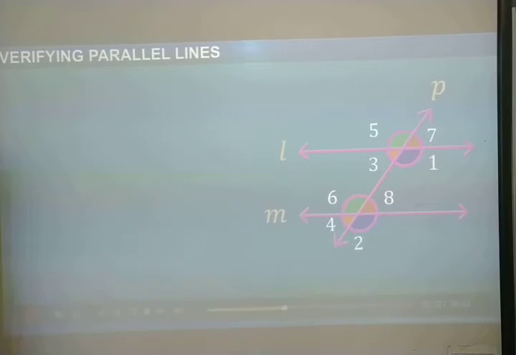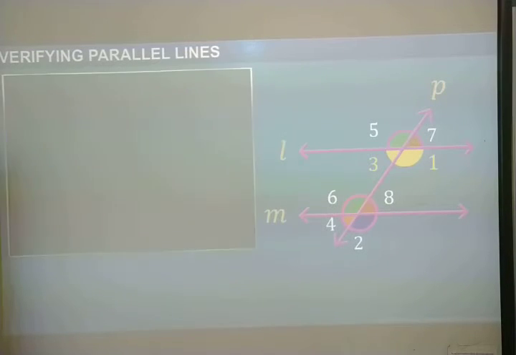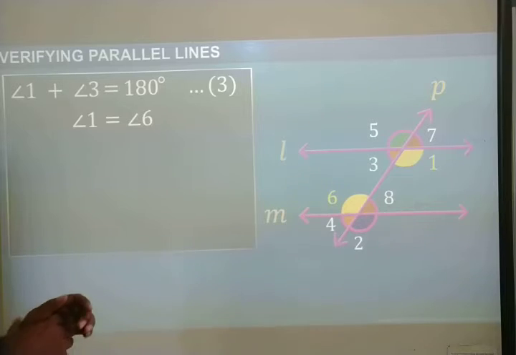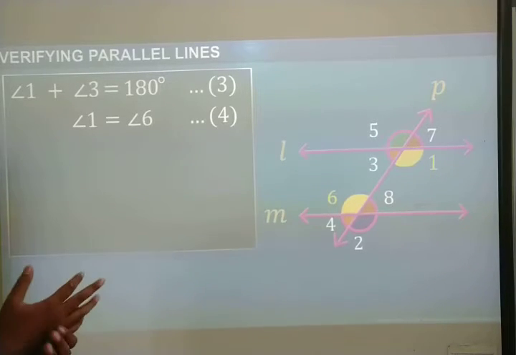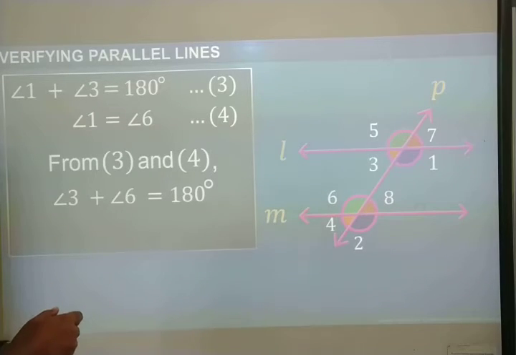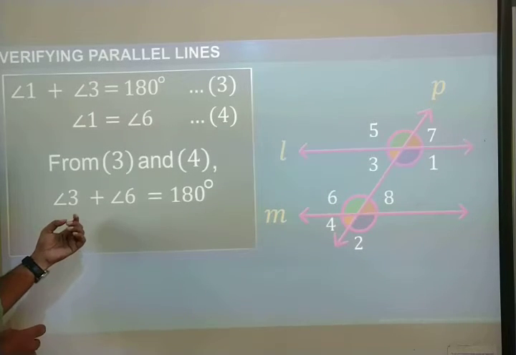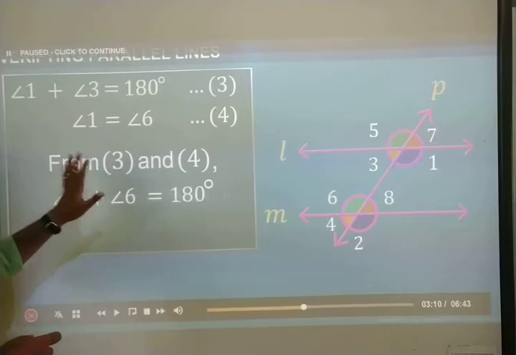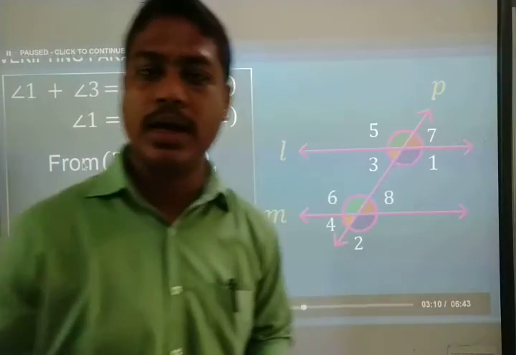From the figure, angle 1 and 3 form a linear pair. The sum of angles 1 and 3 equals 180 degrees. Let's call this result 3. Also, you can see that angles 1 and 6 are a pair of alternate angles. So angle 1 is equal to angle 6. Let's call this result 4. From results 3 and 4, you can say that the sum of angles 3 and 6 is equal to 180 degrees.